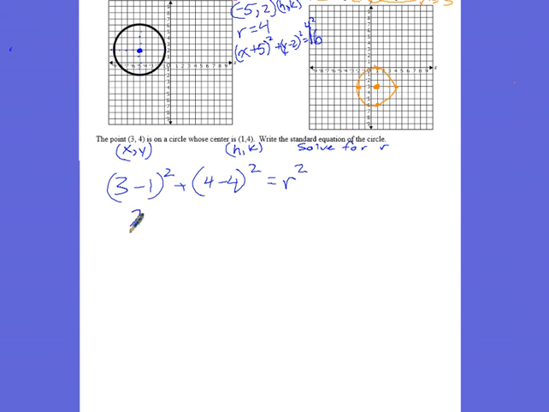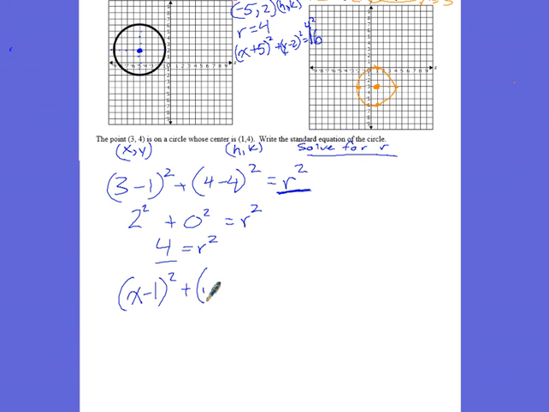From here we simplify. 3 minus 1 is 2. 4 minus 4 is 0. 2 squared is 4. 0 squared is 0. So now we have r squared equals 4. From here, we actually don't have to solve for r. Because we're writing the standard equation, we just have to substitute in for r squared. So we can actually leave this as 4. And so then our final answer is going to be (x minus 1) squared plus (y minus 4) squared equals 4.